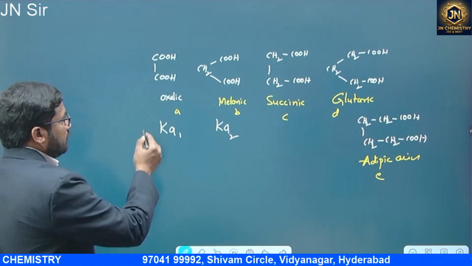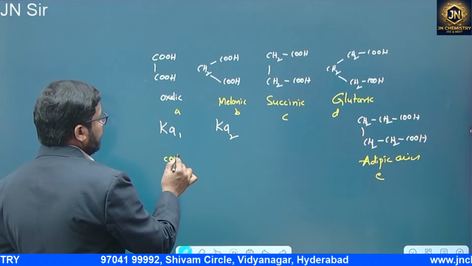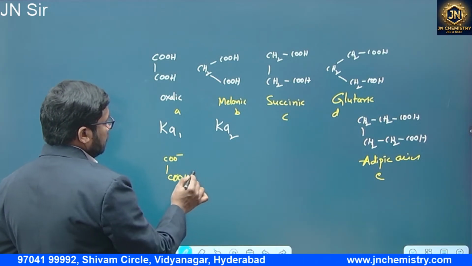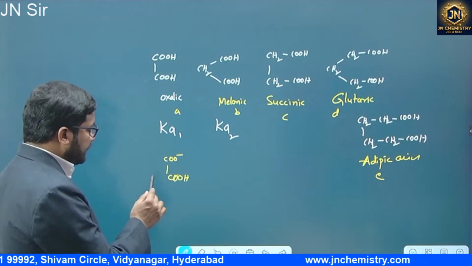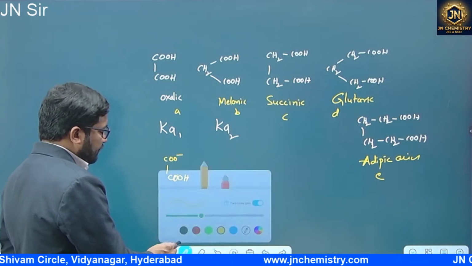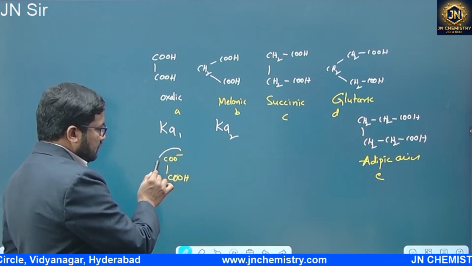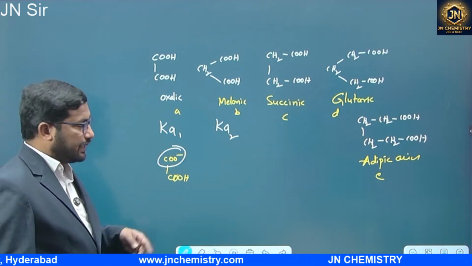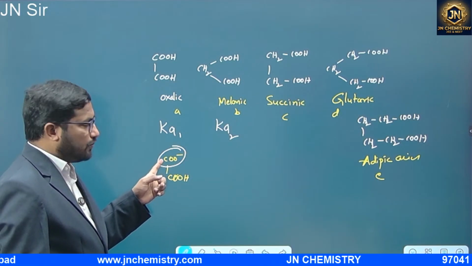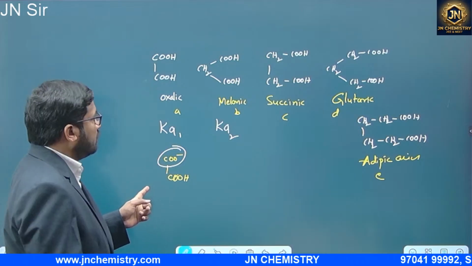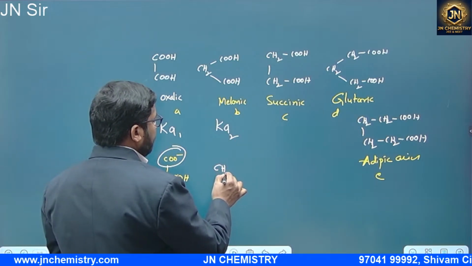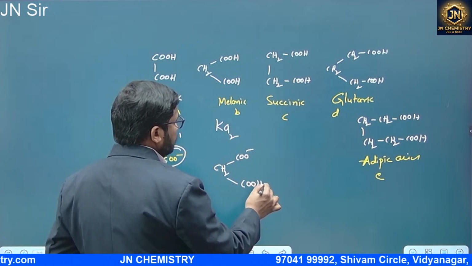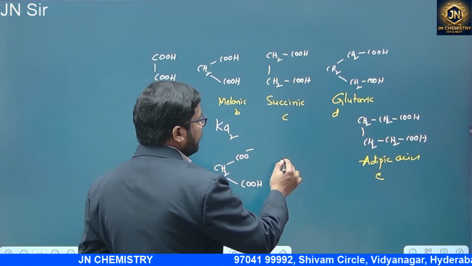So Ka1 means after losing this one, COO minus, for example COOH, right? I told you, COO minus, which group is it? Plus M or minus M? Plus R, sir. Plus I or minus I? Plus I. So plus I is somewhat closer. Now, what exactly is happening with the distance?